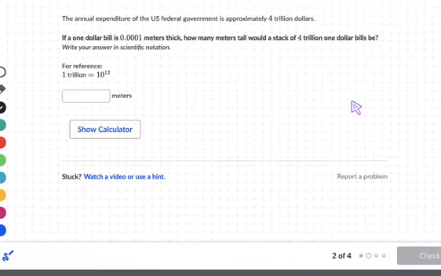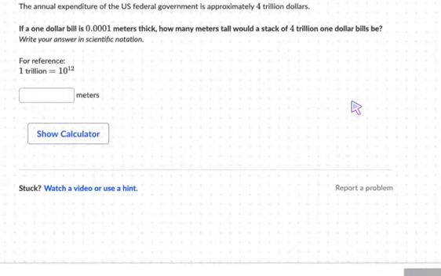In this problem, it says the annual expenditure of the U.S. federal government is approximately $4 trillion. That's how much they spend, expenditure, every year. If a $1 bill is 0.0001 meters thick, how many meters tall would a stack of 4 trillion $1 bills be? A stack of 4 trillion $1 bills. And it says for reference, 1 trillion equals 10 to the 12th power. That was very important. If we didn't have that, we wouldn't know what the power of 10 is.